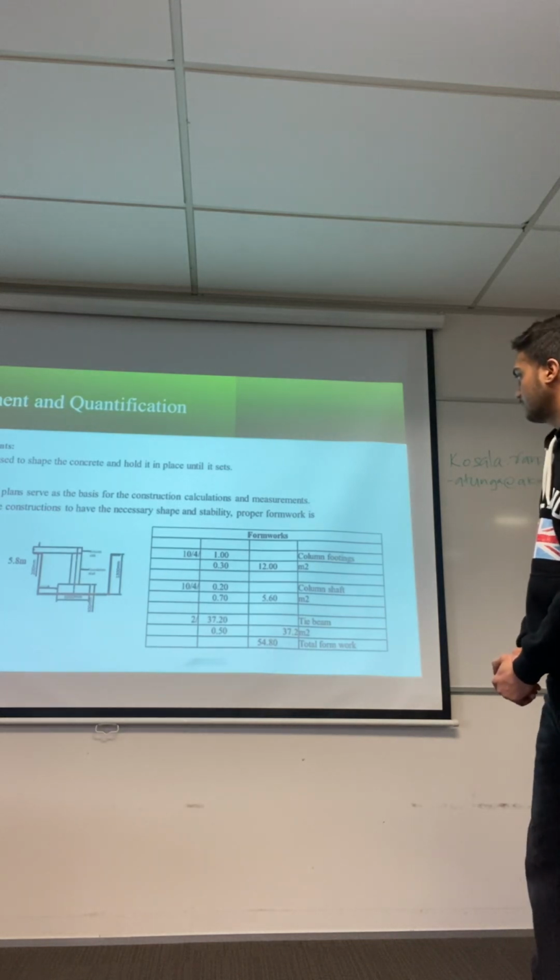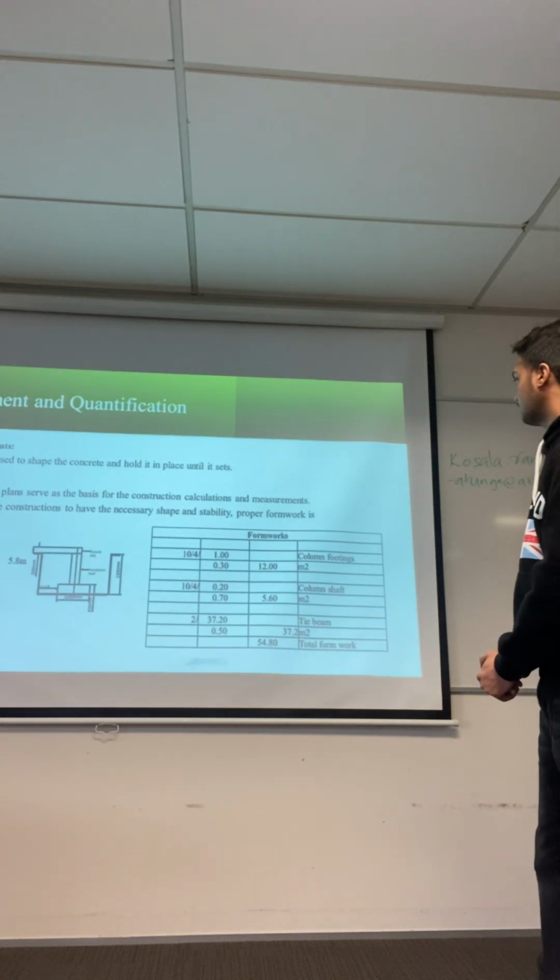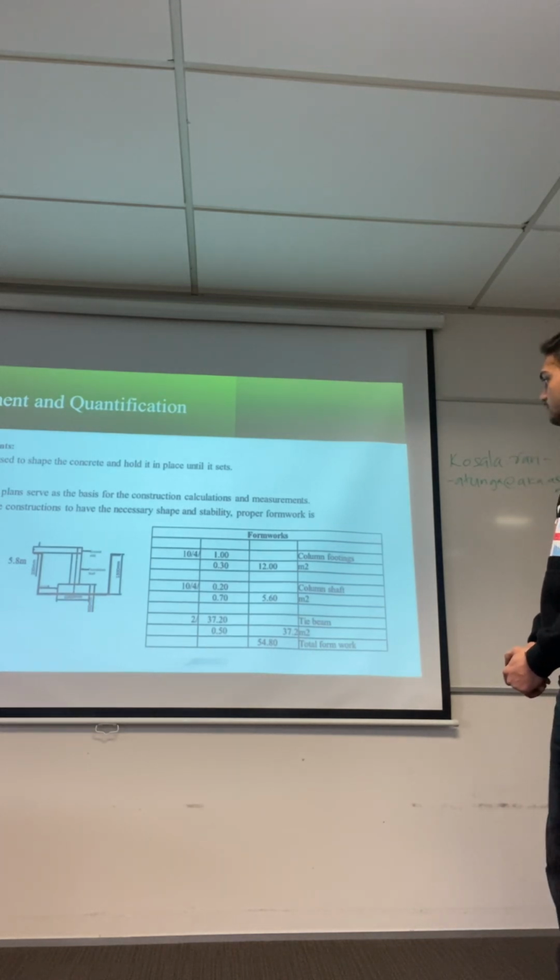Formwork 10, 4, 1 column footings 30, 12 m square. You can see the next slide.